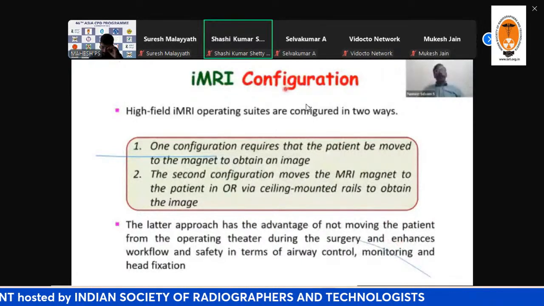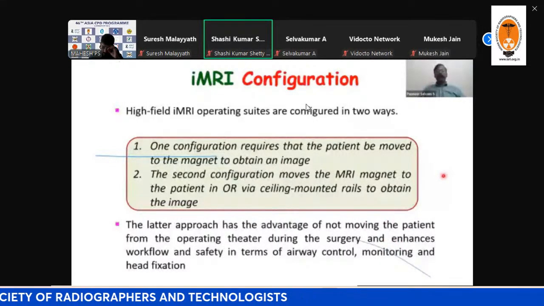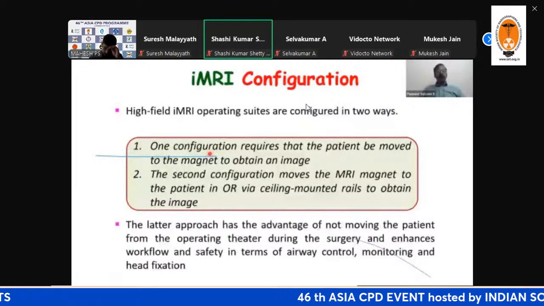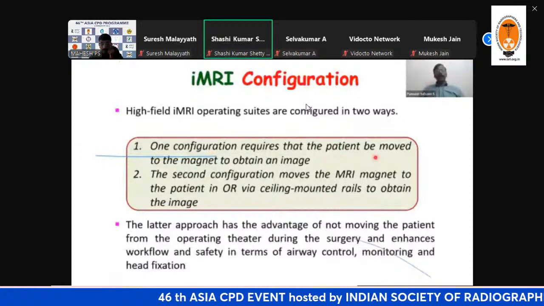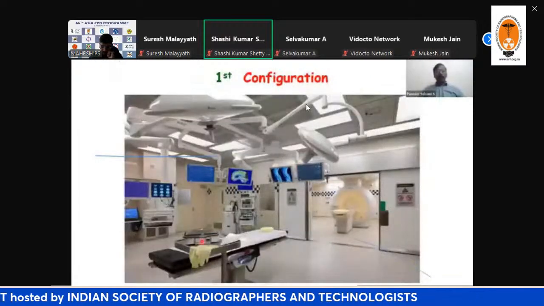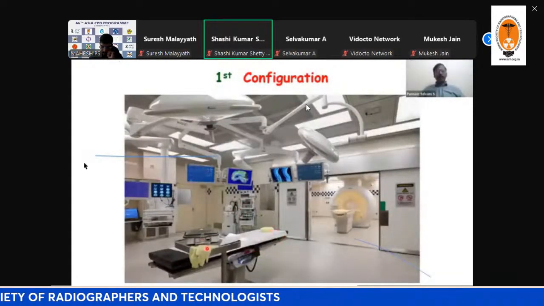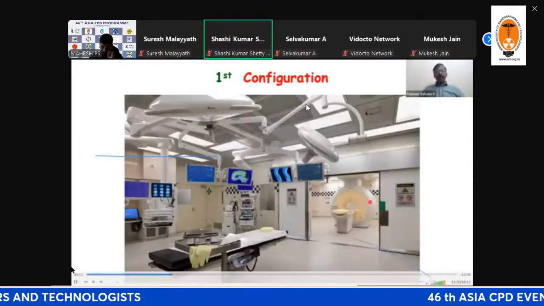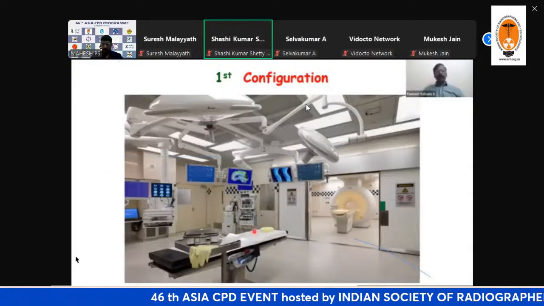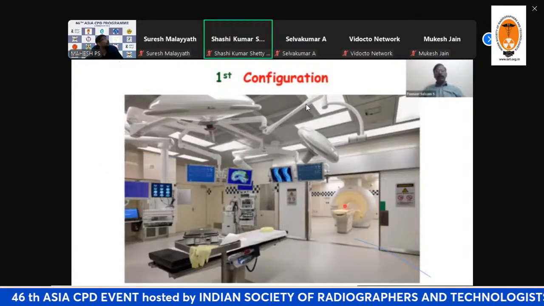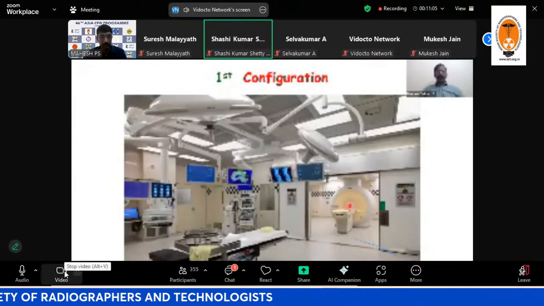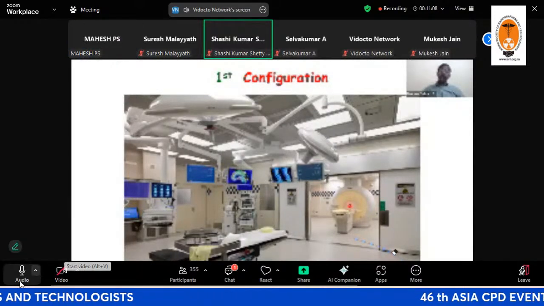Coming to the IMRI configuration, what are the different configurations we have in IMRI? There are two configurations. The first configuration requires that the patient be moved to the magnet room to obtain an image. For example, this is the operation theater suite. Patient is going to lie on this table. In the adjacent room, we have an MRI machine. So if the neurosurgeon wants an idea about the procedure, he can shift the patient to the MRI room, which is adjacent to the operation theater, and the MR image can be done before closing the brain or completing the surgery. So this is the first configuration.